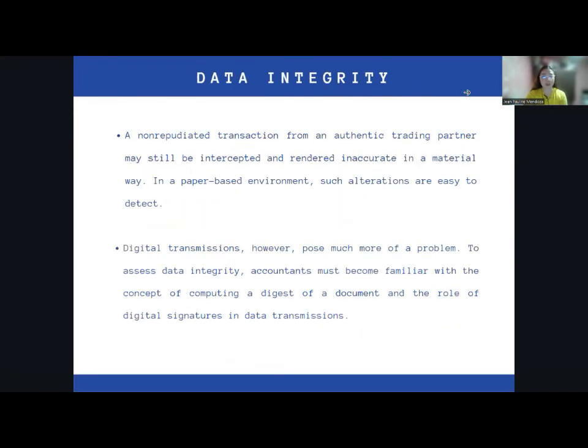So next is data integrity. Non-repudiated transactions from an authentic trading partner may still be intercepted and rendered inaccurate in a material way. In a paper-based environment, such alterations are easy to detect. Digital transmissions, however, pose much more of a problem. To assess data integrity, accountants must become familiar with the concept of computing a digest of a document and the role of digital signatures in data transmission. Since it's online, data could be intercepted by attackers or intruders. So eventually we ask: if your website gets attacked, what more your financial data? There should be enough basis, enough checking, to verify whether your data has integrity to be used in financial reporting.